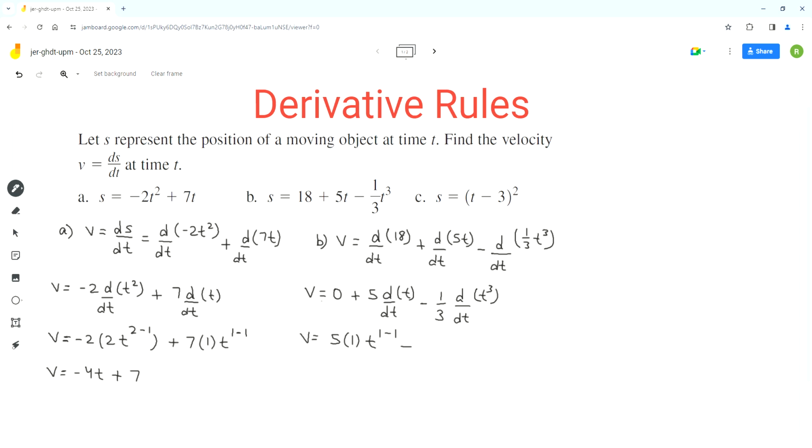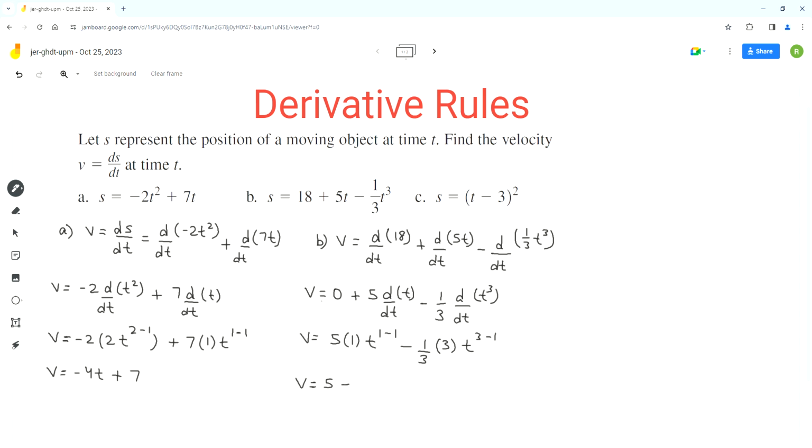And we do the same for the second term. So we move the exponent to the front as a coefficient and we subtract 1 from the exponent. Now we can simplify the term. So we get v equals, so 5 times 1 is 5, and then t to the power 0 is equal to 1. So we are left with just 5.